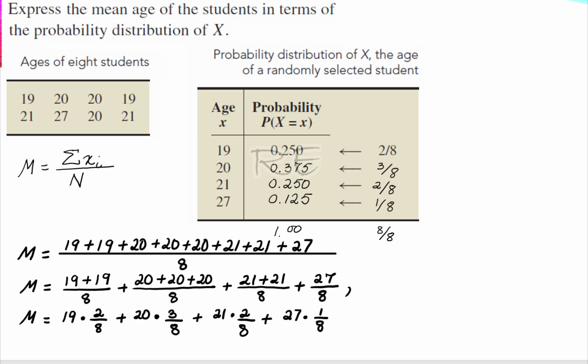To obtain the mean of a discrete random variable, we multiply each possible value by its probability, and then we add those products. Multiply each possible value by its probability, and then we add them. So it's the sum of x times P of X equal to x. And that number is 20.875.